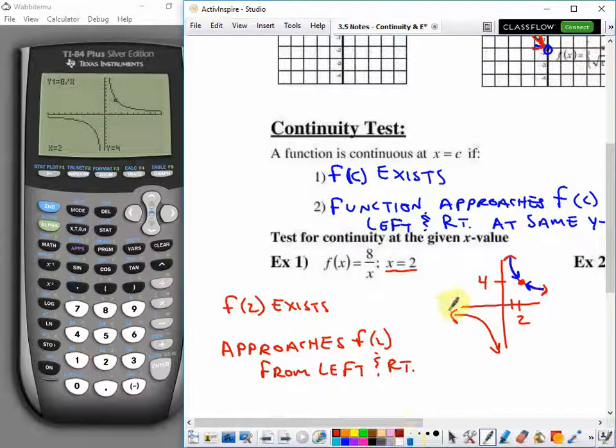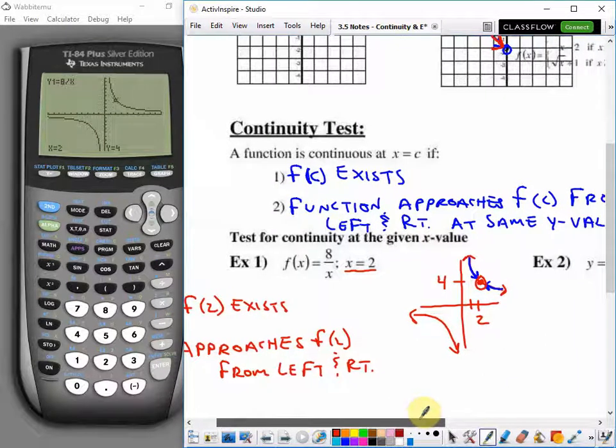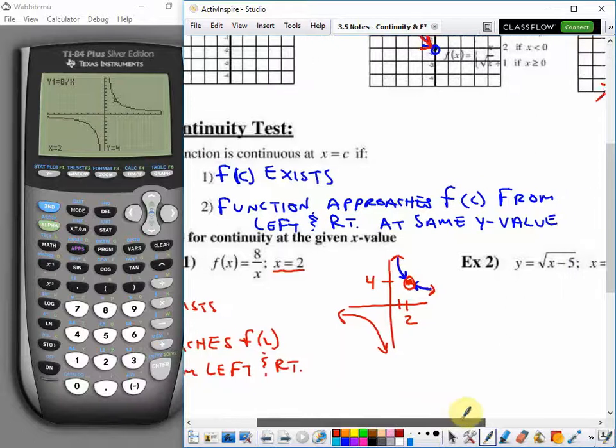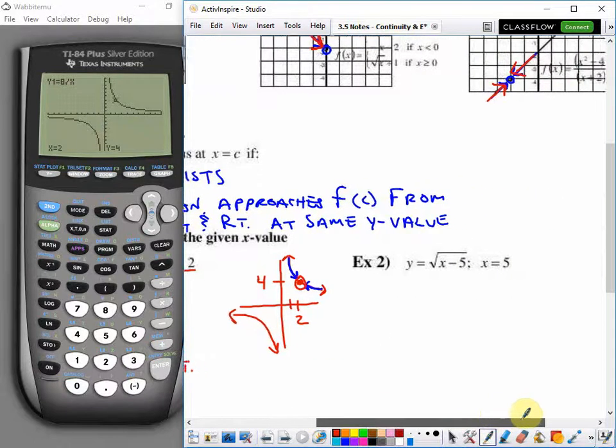Clearly, you're going to have to lift your pencil as you trace this function. So as a whole, this is not a continuous function. But at this particular point, it is a continuous function. So it's not a continuous function, but at x equals 2, it is continuous there.